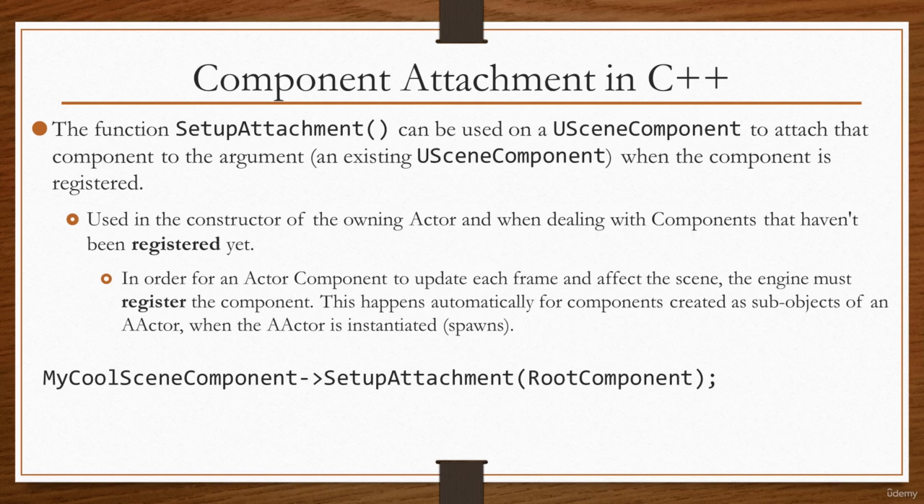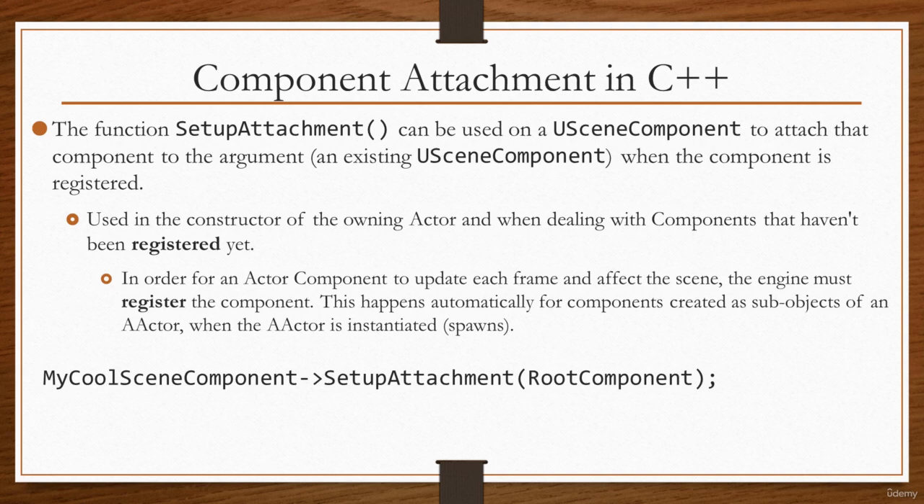So what does it mean to register a component? Registration is not that important for this module since we'll be doing the allocation and attachment within the constructors, so I may reiterate this in the next module. But in order for an actor component to update each frame and affect the scene, the engine must register the component. This happens automatically for components created as subobjects of an AActor when the actor is instantiated, or in other words when it spawns. We can also do manual registration for components created during play, and we can also manually unregister components, but I will leave that for a future discussion. We don't need to worry about that for this module.